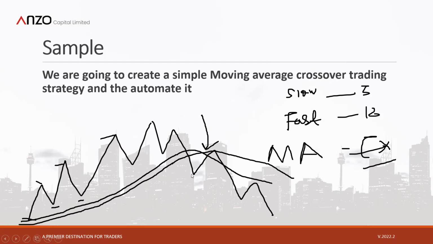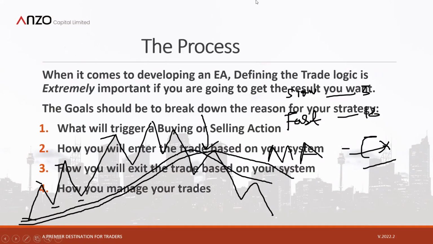So let's say, let me not stop using slow. You can see 5-period here. So when the slow moving average crosses above the fast moving average, we're looking to buy, right? And then when the slow moving average crosses below the fast moving average, we're looking to sell. That is our reason for buying or selling. So we have done step 1, right? The second one would be, how do you enter the trade? Well, we go back to our slide.